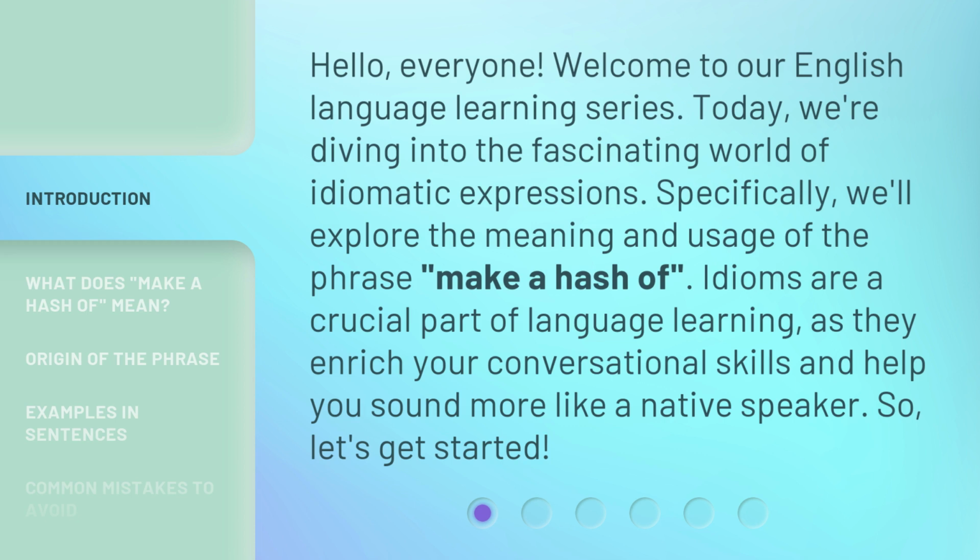Today, we're diving into the fascinating world of idiomatic expressions. Specifically, we'll explore the meaning and usage of the phrase, make a hash of. Idioms are a crucial part of language learning, as they enrich your conversational skills and help you sound more like a native speaker. So, let's get started.